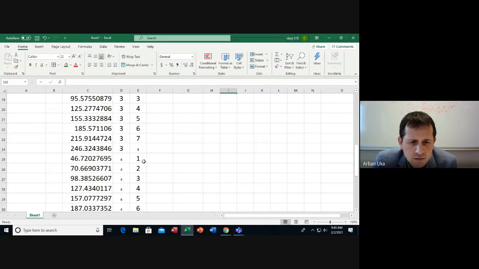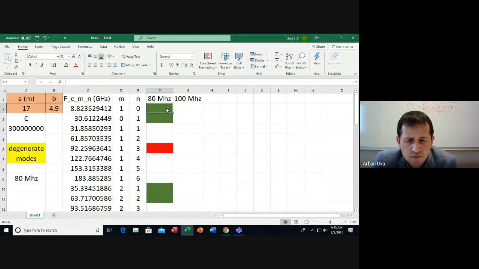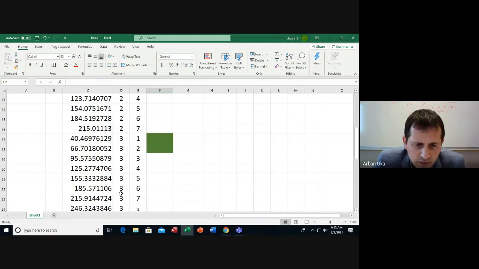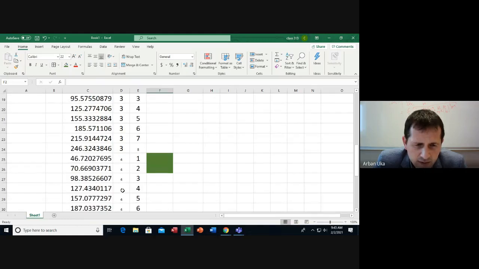Wait a second, so we get two more here, because these are smaller than 80. Actually, we can write down a code. But I'm not sure how to write this one in Excel. I used to know this, but right now I don't remember. There is conditional, you can set conditional.